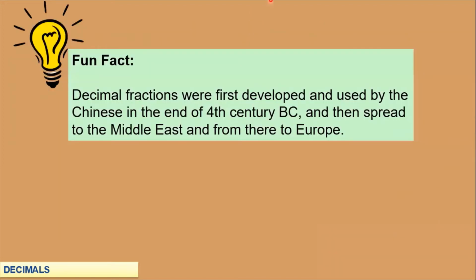Fun fact. Decimal fractions were first developed and used by the Chinese at the end of the 4th century BC, or before Christ, and then spread to the Middle East and from there to Europe.